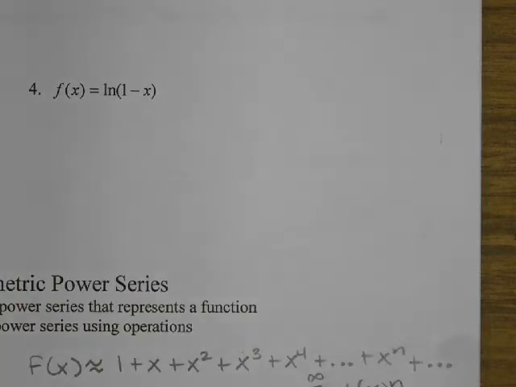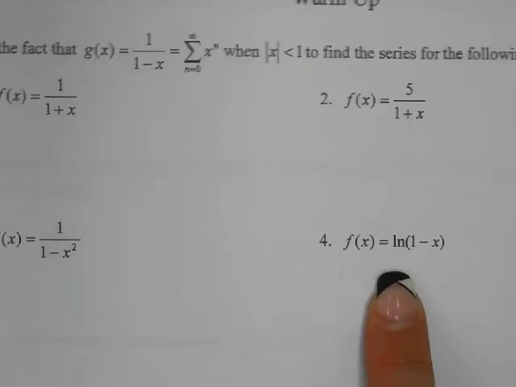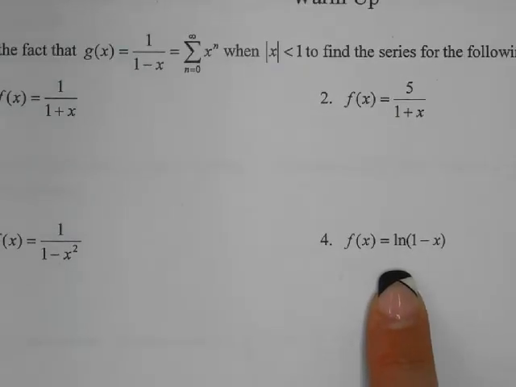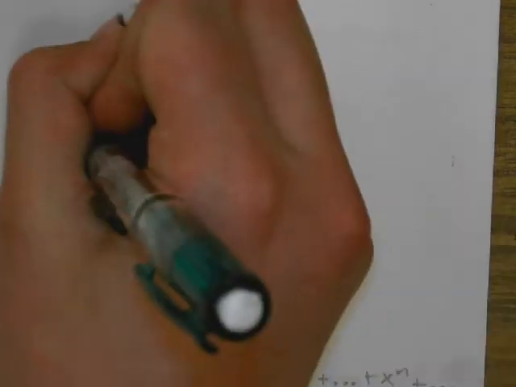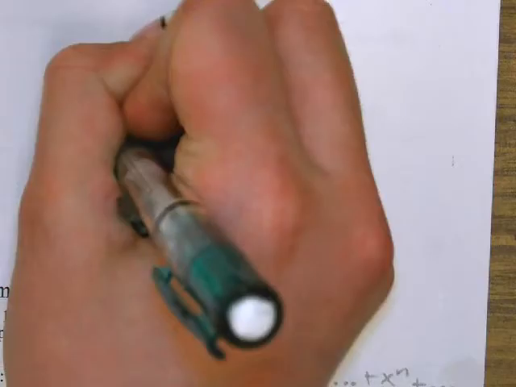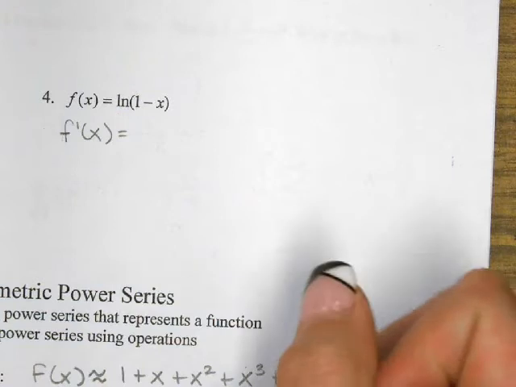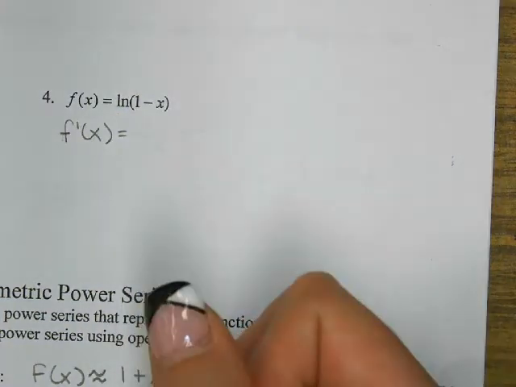So this problem looks different from the other ones because it's not set up to look like the sum of an infinite geometric series. It's an ln. It looks kind of weird. So what I'm actually going to do is take the derivative of this, and the reason is that when I take the derivative, it turns it into a rational function.